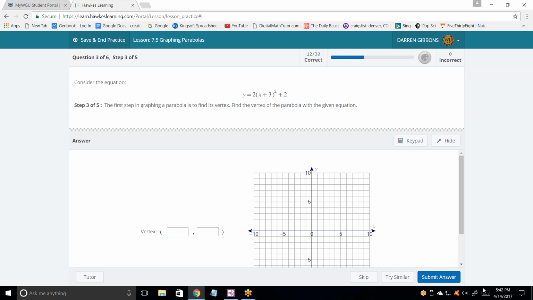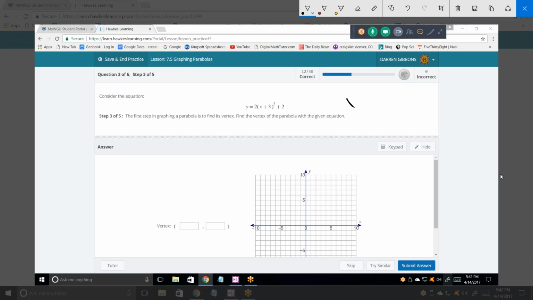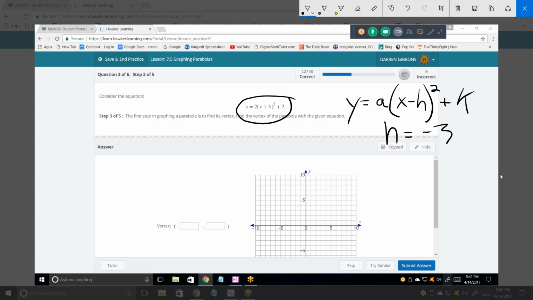This is actually in Vertex Format. Let's talk about that for a second. Vertex Format is y equals a times x minus h squared plus k. Well, notice that that's exactly the format that it's in. And the vertex is h and k. So h has to be minus 3, k has to be 2. There's your vertex. In other words, we don't have to do any work at all.